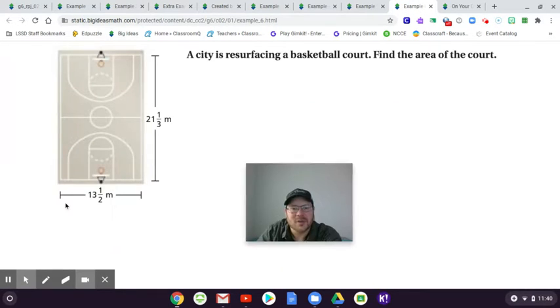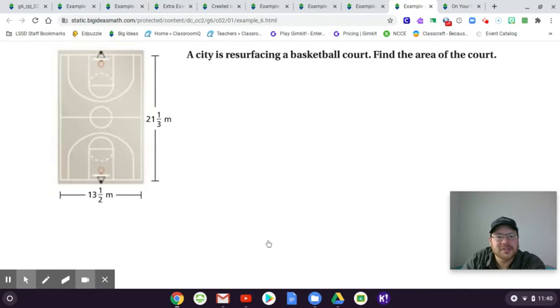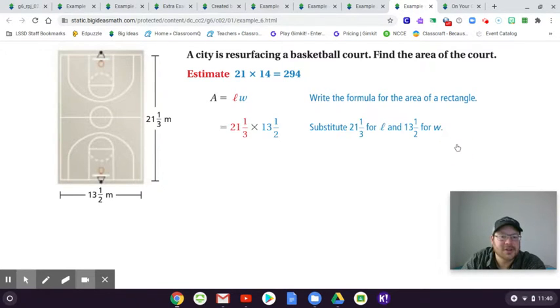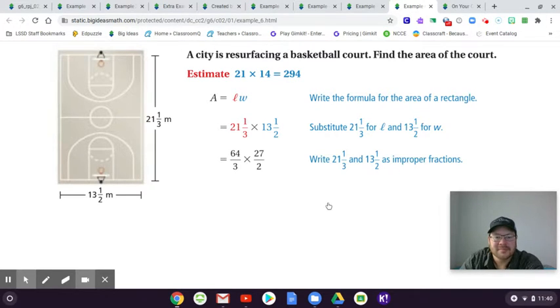So we have a basketball court, and you're finding the area of this court, which is 21 1/3 by 13 1/2. So the first thing you want to do is know that area is length times width. So rewrite 21 1/3 as an improper fraction. And rewrite 13 1/2 as an improper fraction. Okay, so now you're multiplying these together. So see if you can successfully cross cancel and simplify.